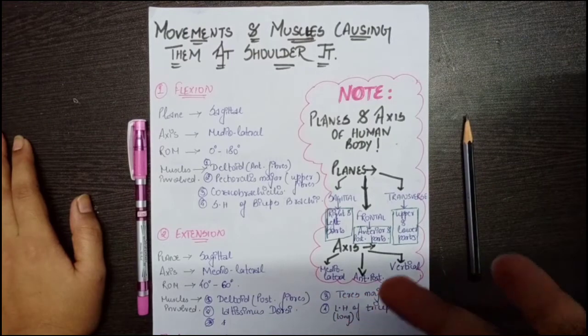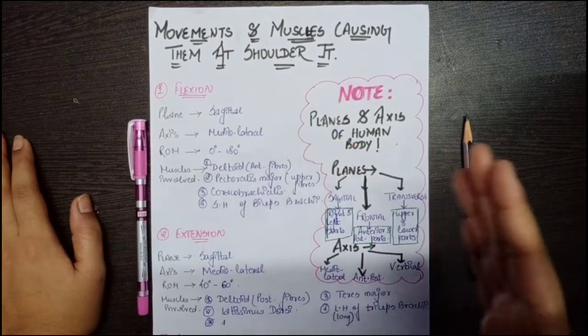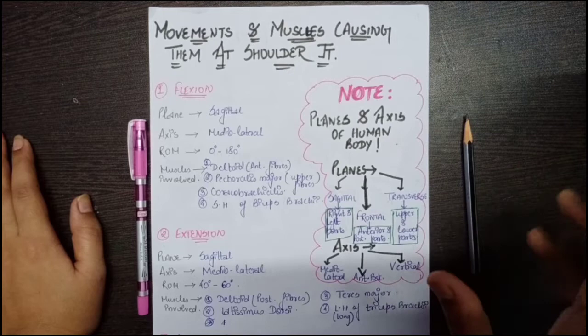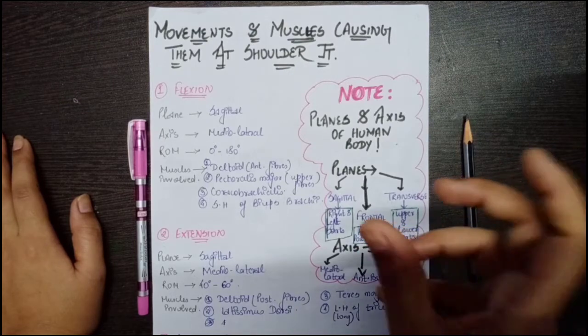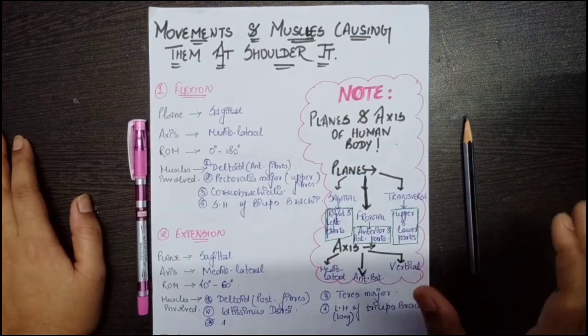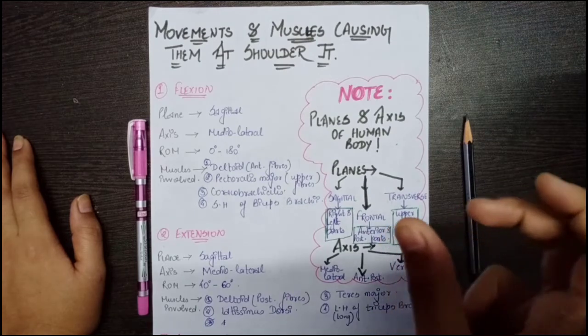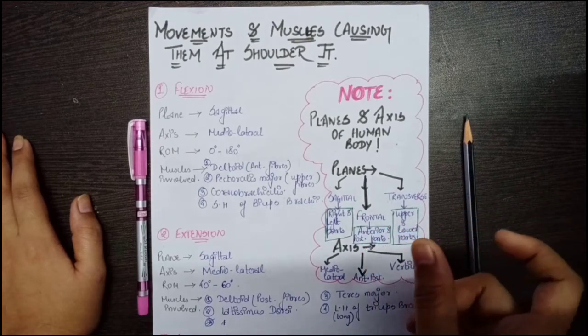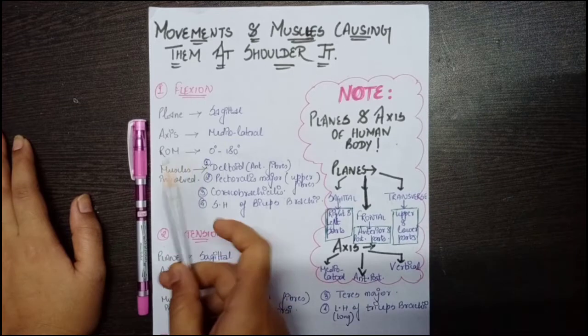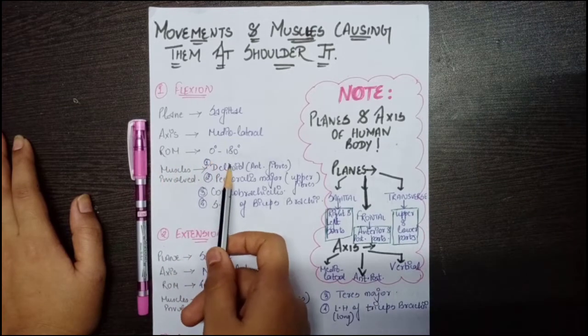Then, talking about range of motion. By range of motion, I mean every movement in our body or at a joint has a particular range in which that movement is performed. That is the normal range at which the movement occurs. So, for flexion, the range of motion is 0 degree to 180 degree.